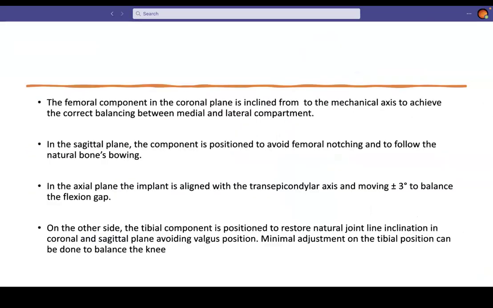obtaining the desired positioning of the implant and the limb alignment. So the femoral component in the coronal plane is inclined from the mechanical axis to achieve the correct balancing between the medial and lateral compartment. In the sagittal plane, the component is positioned to avoid femoral notching and follow the natural bone bowing. In the axial plane, the implant is aligned with the transepicondylar axis. There is no fixed 3 degrees of femoral rotation in functional alignment. It can be adjusted by plus or minus 3 degrees to balance the flexion gap. On the other side, the tibial component is positioned to restore the natural joint inclination in the coronal and sagittal planes, avoiding valgus position. Minimal adjustment of tibial position can be done to balance the knee.